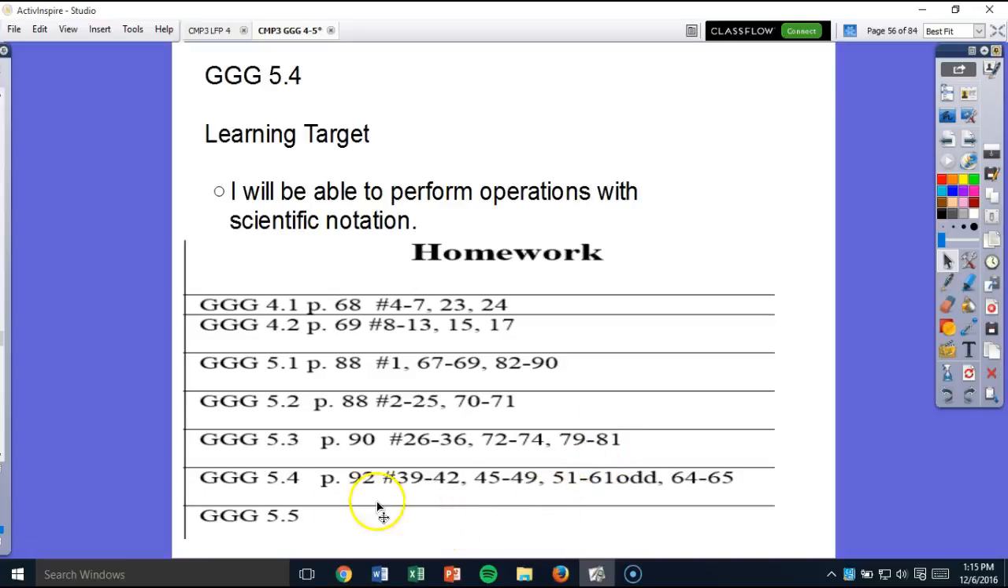Our ACE questions assignment for 5.4, beginning on page 92, is 39 through 42, 45 through 49, 51 through 61 odd, and 64 through 65.